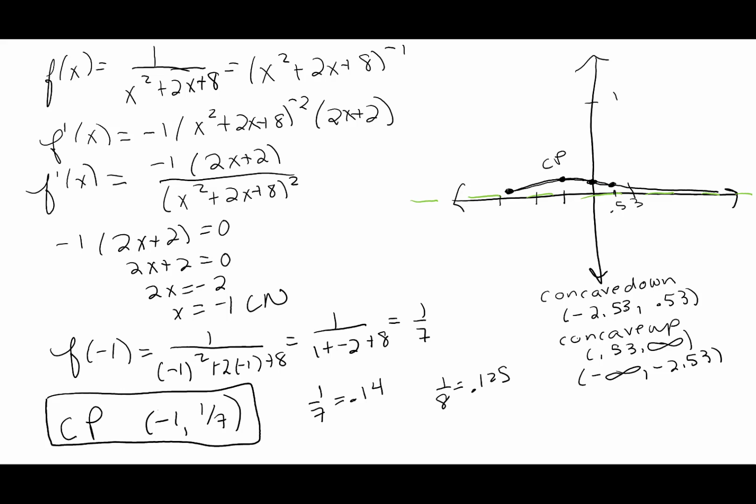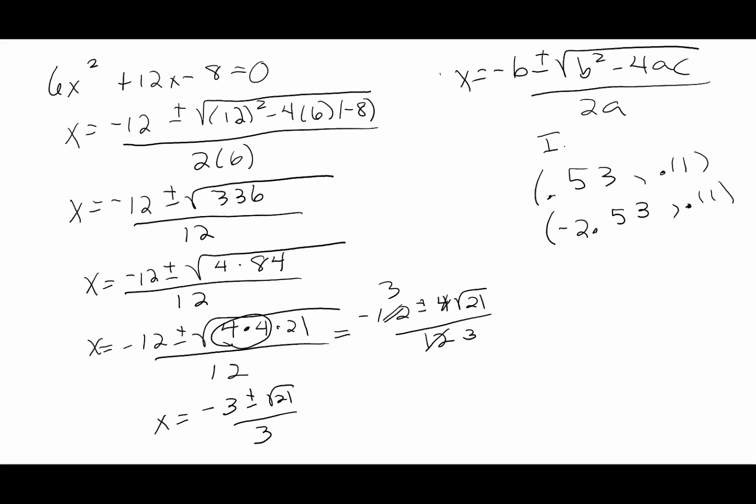You kind of have to watch the book that you're using to see what it wants. Does it want you to give exact, or is it okay with approximate? If it wants exact, you'll have to put negative 3 plus the square root of 21 over 3, and then negative 3 minus the square root of 21 over 3. But you should be able to tell what it's asking for. Okay. These are our inflection points. So we've given our inflection points.